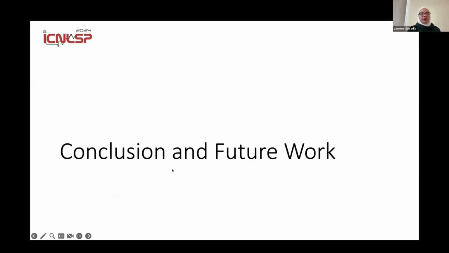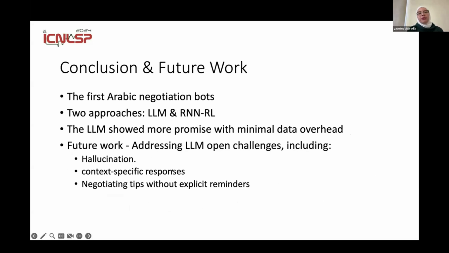So as a conclusion, to wrap things up, we present in this paper the first Arabic negotiation bots with two different approaches, one based on large language models, the other based on recurrent neural networks with reinforcement learning. The LLM showed more promise with minimal data overhead. However, as future work, we'd have to really address hallucinations and context-specific responses, and maybe try to initiate negotiations without the need of constant reminders.